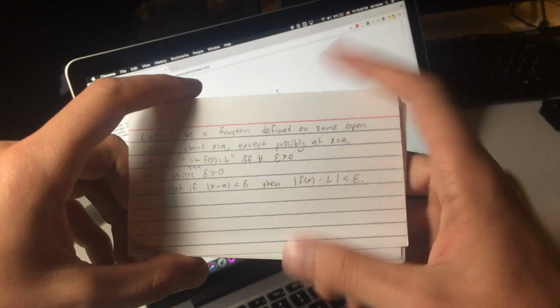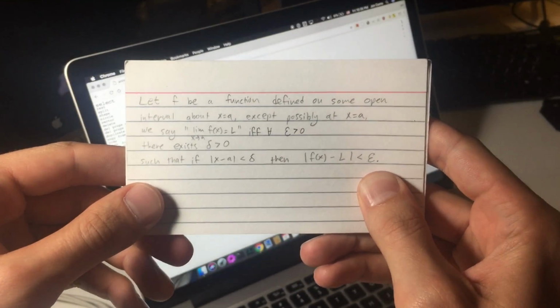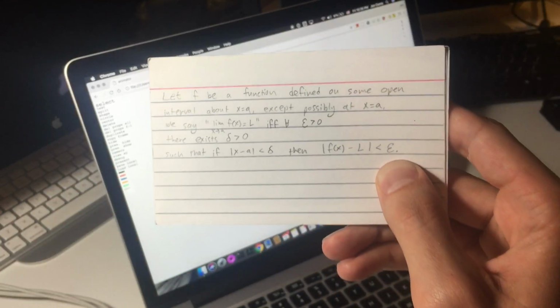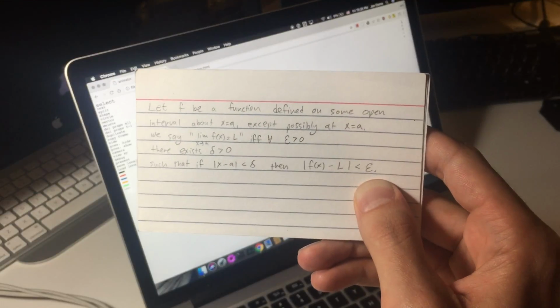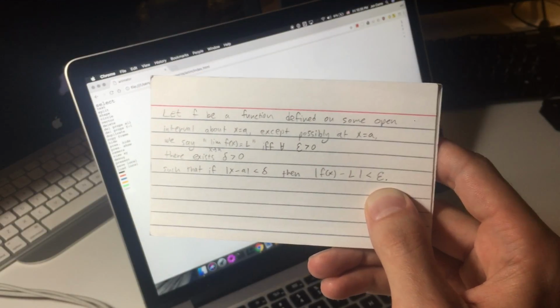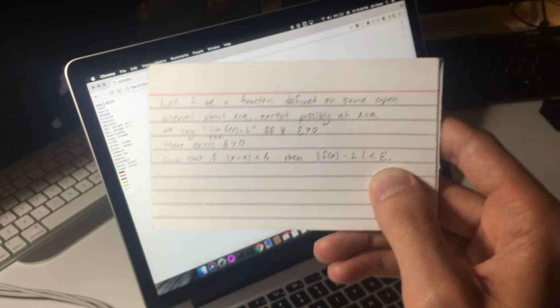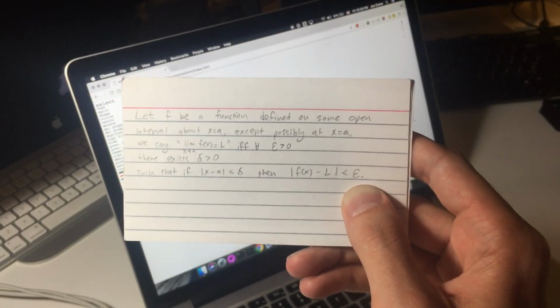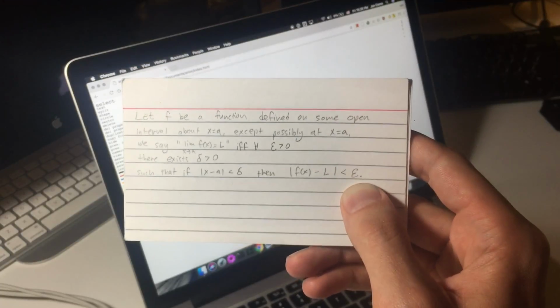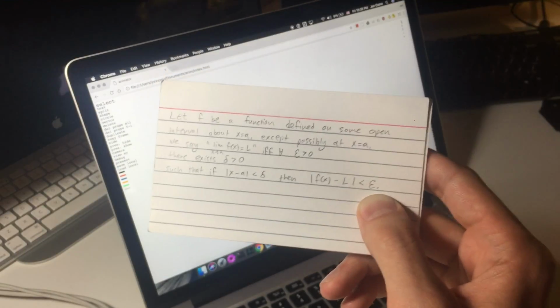Now bear with me through this definition. So this says, let f be a function defined on some open interval about x equals a, except possibly at x equals a. And then we say, the limit of f of x as x approaches a equals L, if and only if, for all epsilon greater than 0, there exists a delta greater than 0, such that if the absolute value of x minus a is less than delta, then the absolute value of f of x minus L is less than epsilon.